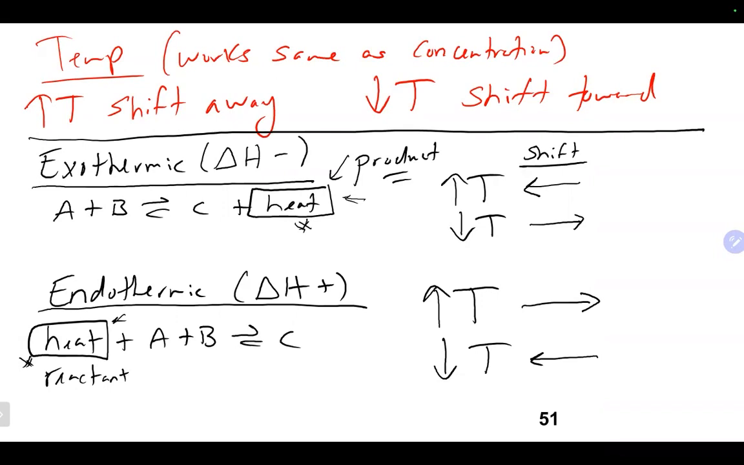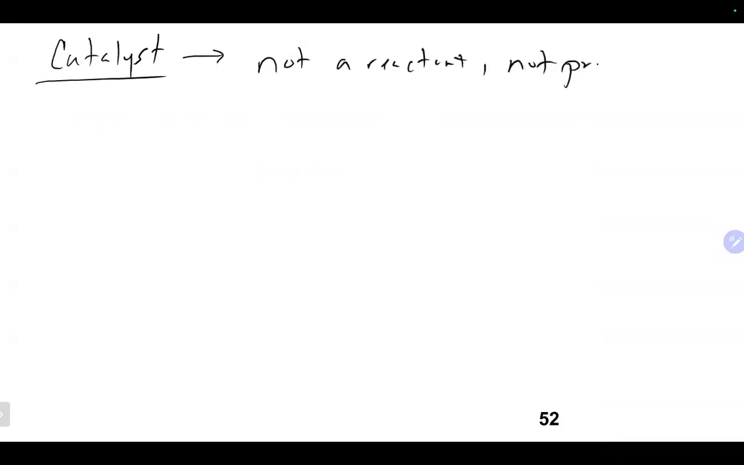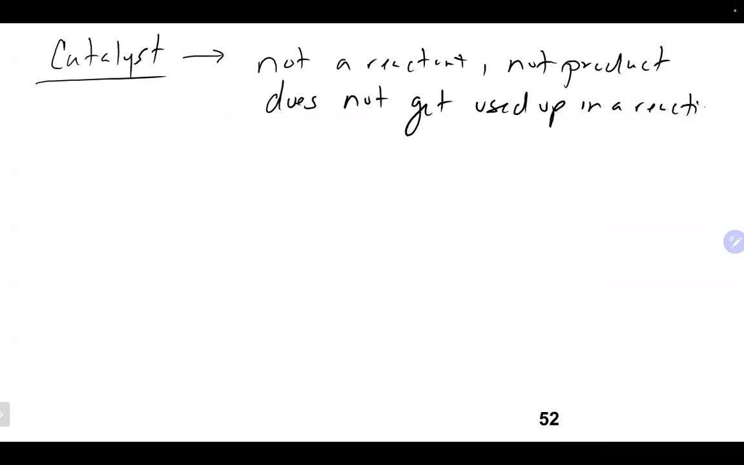One last thing, which really doesn't affect the equilibrium, but is sometimes talked about with Le Chatelier's principle, is the idea of adding a catalyst. I think we might have talked about catalysts, but just to remind you, in case we didn't, a catalyst is not a reactant, and it's not a product, and it does not get used up in a reaction. It is really there to facilitate one thing. It's usually there to facilitate speeding up the chemical reaction.